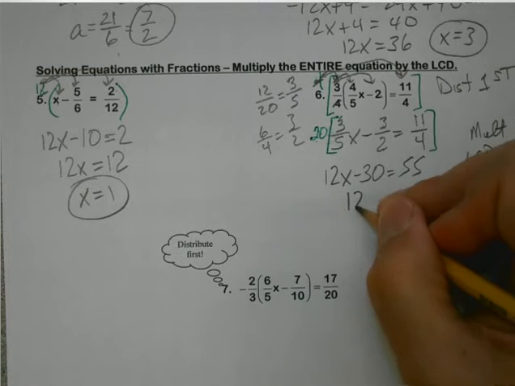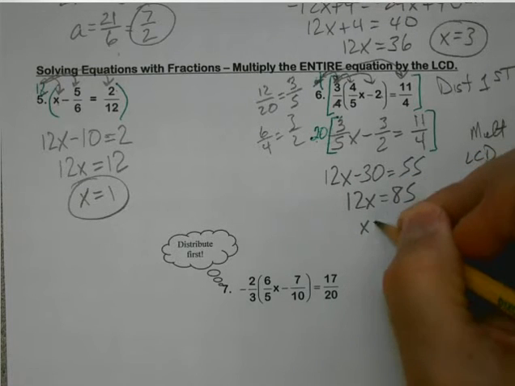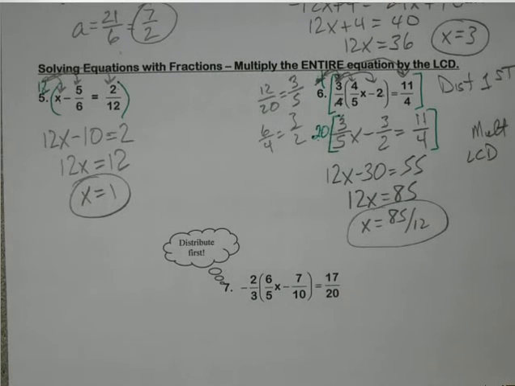And again, once we get the nasty fractions out of there, add the 30 and divide by 12. Yes, screwy answers are okay. 85 over 12. This is math class. You can get screwy answers. They don't have to come out even. So go ahead and do it that way.